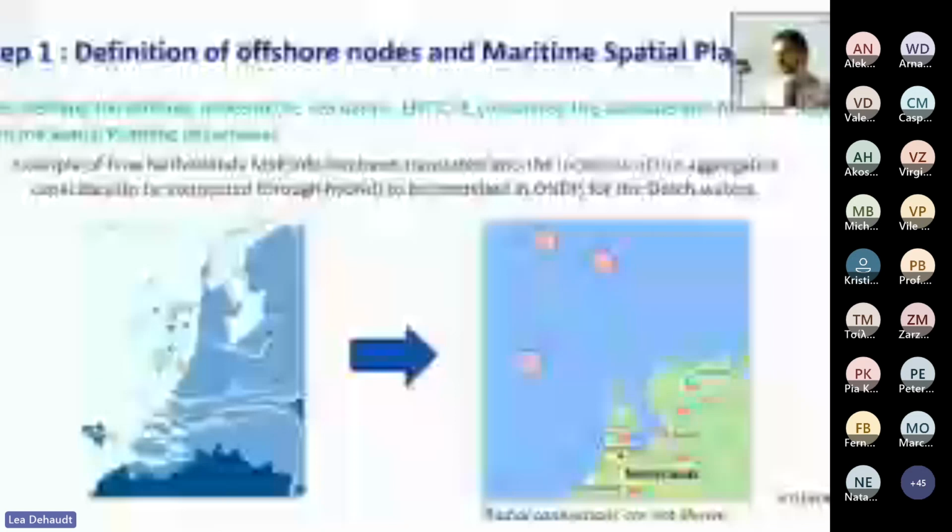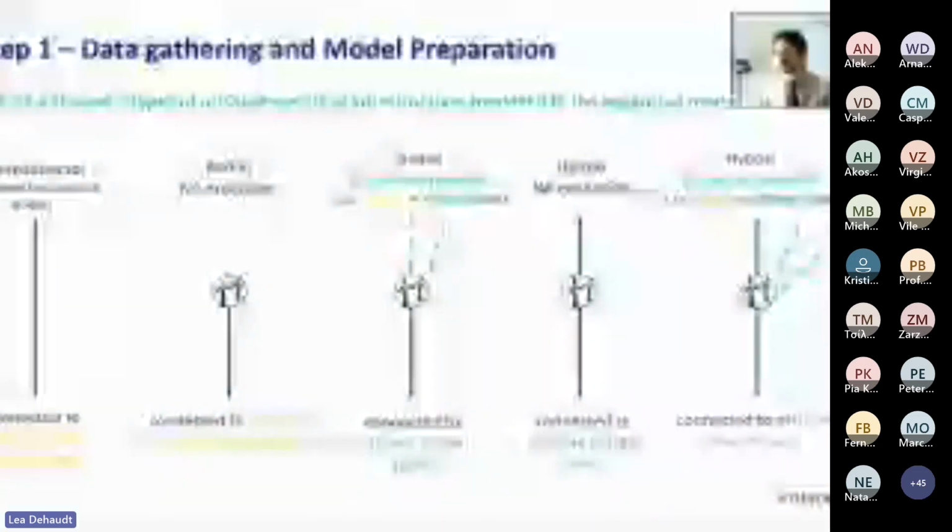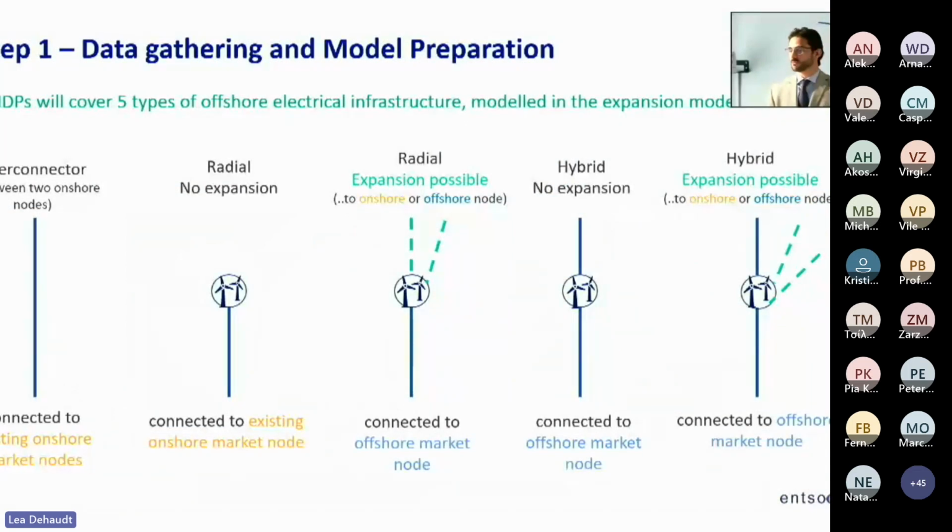Next slide, please. So what is the infrastructure that is relevant? We have had a quick look at the scope of the ONDP. Of course, the traditional interconnectors connecting two onshore nodes; the radial connections for which no expansion is foreseen, connected to the onshore market nodes; the radial connections for which a potential expansion to a hybrid configuration connected to a dedicated offshore market node is foreseen; a hybrid project for which no expansion is foreseen, modeled with their own market nodes; and last but not least, hybrid with potential for expansion. And this is probably the most futuristic configuration, because we already see here the potential for meshed grid in the European basins. Next slide.